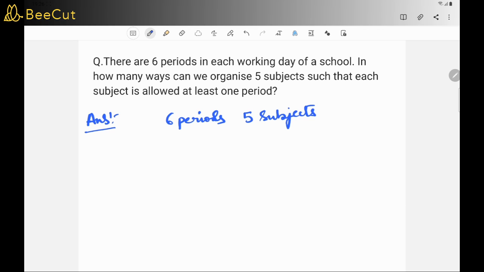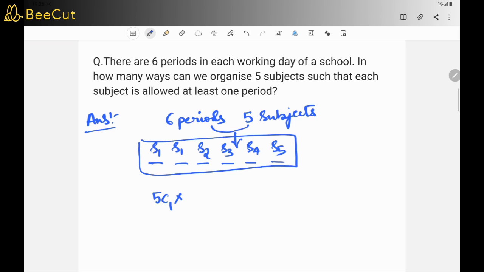So what we'll do is, assume that these are the 6 periods. From this it is clear that one of the subjects will be repeated. So let me select that subject. Out of 5 subjects I'll select that one subject that will be repeated. Now assume that S1 is repeated, then there is S2, S3, S4 and S5. So this is the way I have placed them.